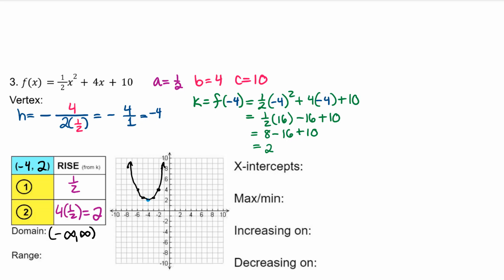This parabola has a minimum value at y equals k, which makes our range start at 2 and go all the way up to infinity. This parabola is increasing to the right of the vertex, so increasing from the x vertex value to positive infinity, and this parabola is decreasing from -∞ to -4.